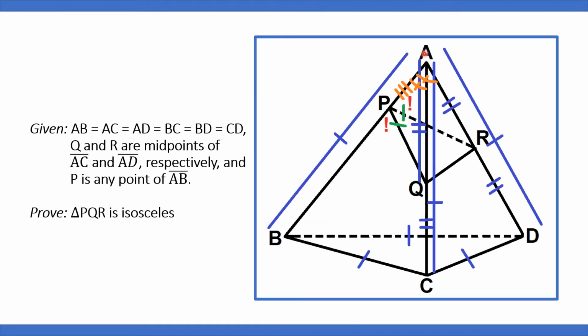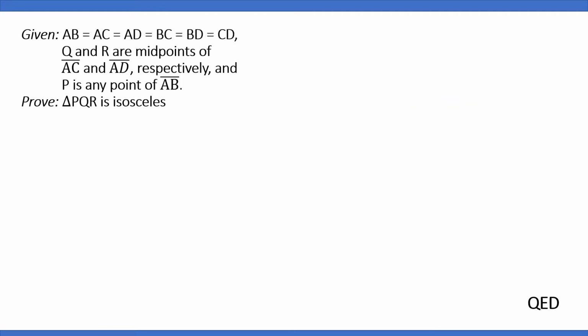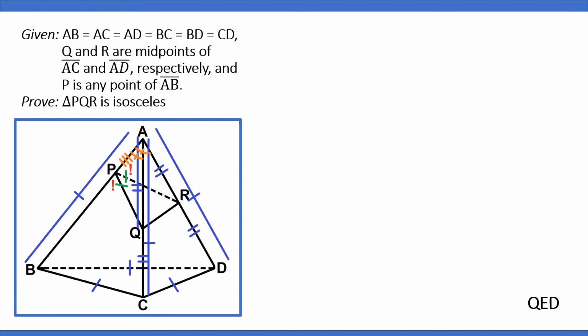So, AP is congruent to itself. So, how many parts do we have already? 1, 2, and 3. So, we can already say that triangle PAQ is congruent to triangle PAR by SAS postulate. Now, how can we make triangle PQR as isosceles again? Okay, if we can prove that PQ and PR are congruent. Is this possible? Yes. By CPCTC, since we have already mentioned a while ago that these two triangles are congruent.